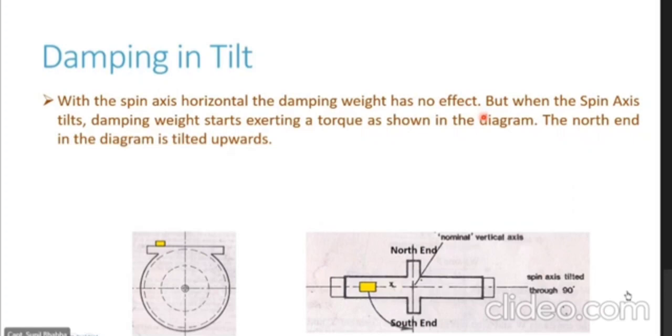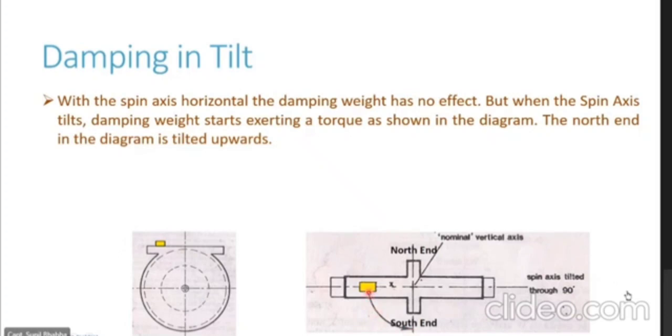But let's assume now that the spin axis has tilted by 90 degrees, that means the second diagram which you see on the right hand side. When the spin axis tilts, the damping weight starts exerting a torque. So if you concentrate on the right hand side diagram, the north end is now pointing upwards and the south end is pointing downwards. The damping weight is offset to the west. So now this damping weight tries to push this part of the casing down. It is basically as if it is trying to push the south end of the spin axis as shown by this arrow.